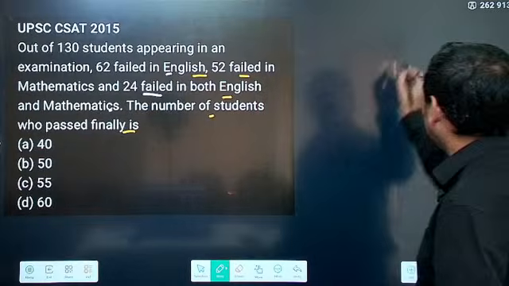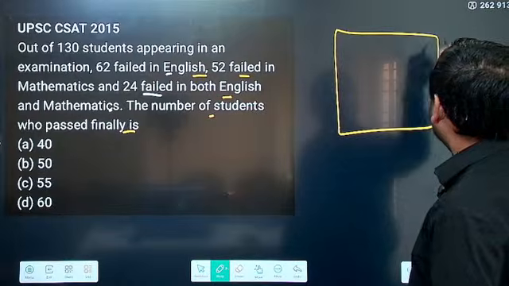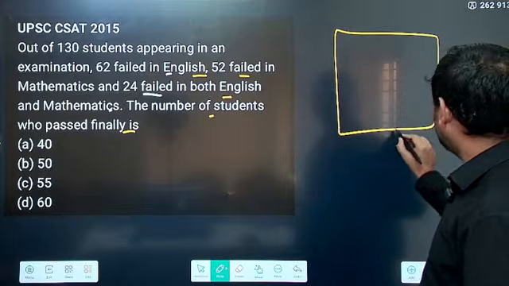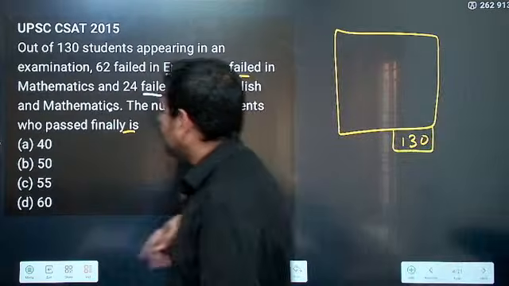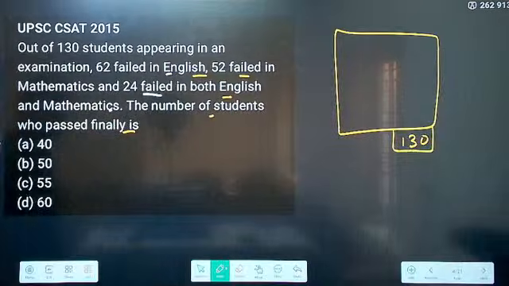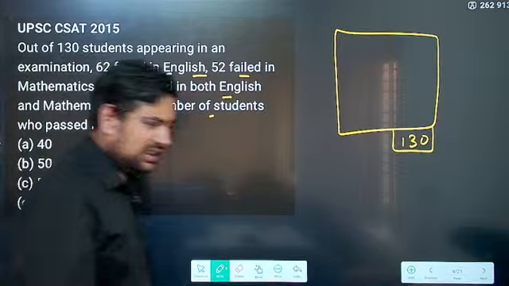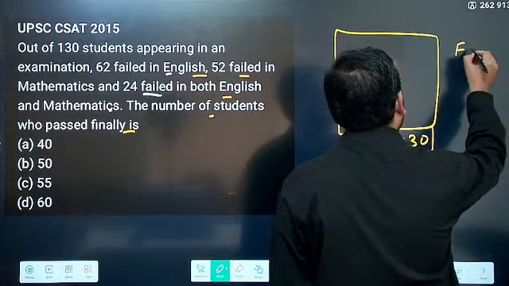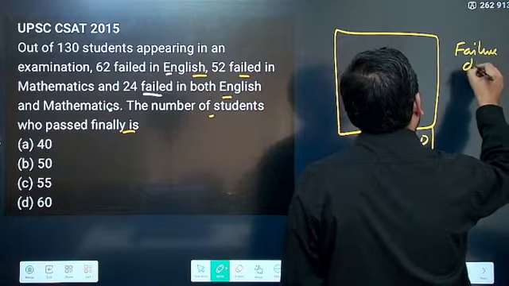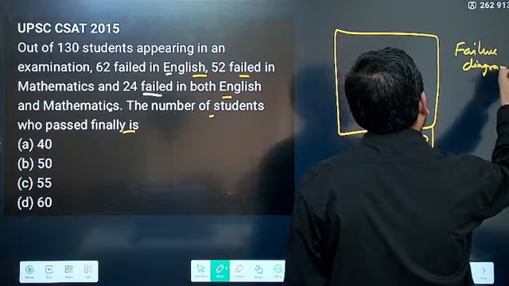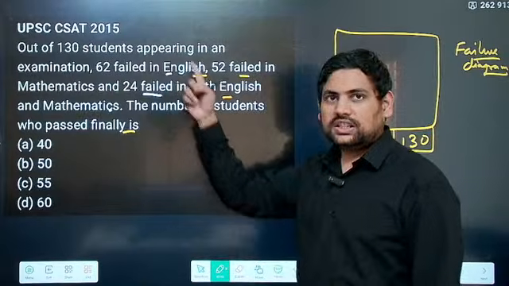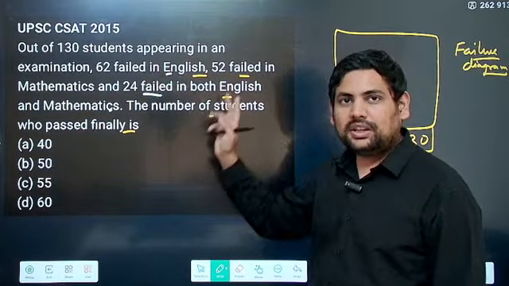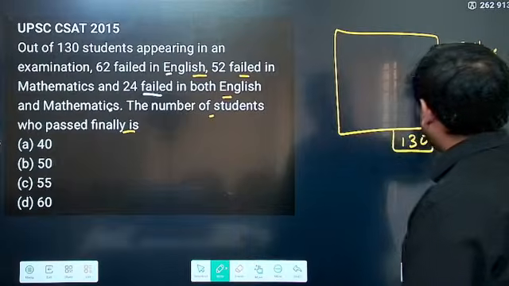Okay, now what you can do is just draw a diagram like this. Now the total number of students is what? 130, correct? 130 students are appearing in an examination. Now the ideal way is to draw a failure diagram. Why? Because all the figures are given with respect to failure. These many failed in English, these many failed in mathematics, these many failed in both. So you draw a failure diagram.